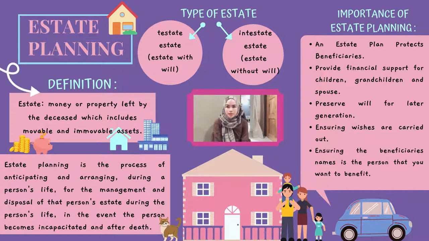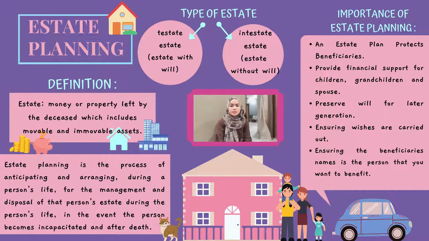What is estate planning? Estate planning is the process of anticipating and arranging, during a person's life, for the management and disposal of that person's estate, in the event the person becomes incapacitated and after death. There are two types of estate: testate estate, which is estate with a will, and intestate estate, which is estate without a will.